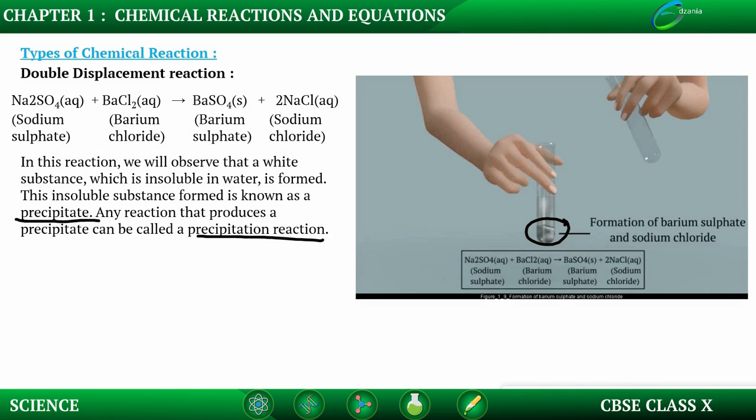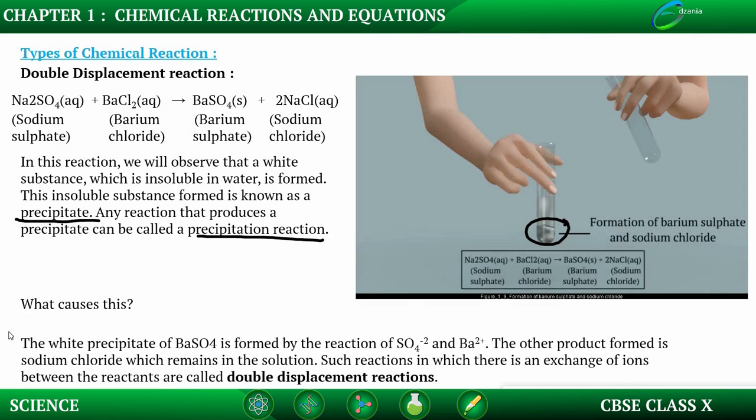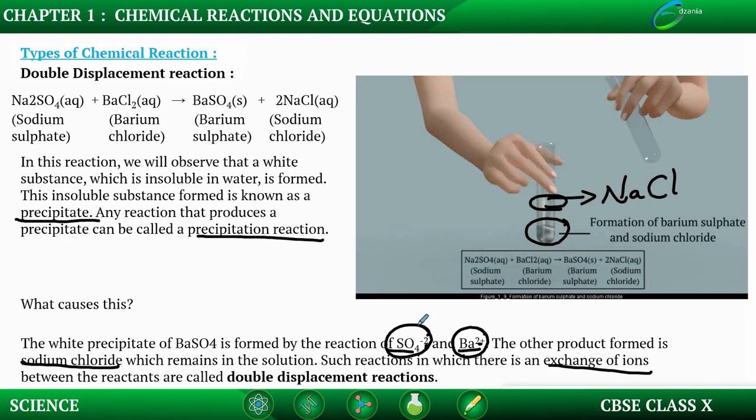What exactly happens in this reaction? The white precipitate of barium sulfate is formed by the reaction of two negative ions of sulfate and two positive ions of barium. The other product formed is sodium chloride, which remains in the solution. Such reactions in which there is an exchange of ions between the reactants are called double displacement reactions.